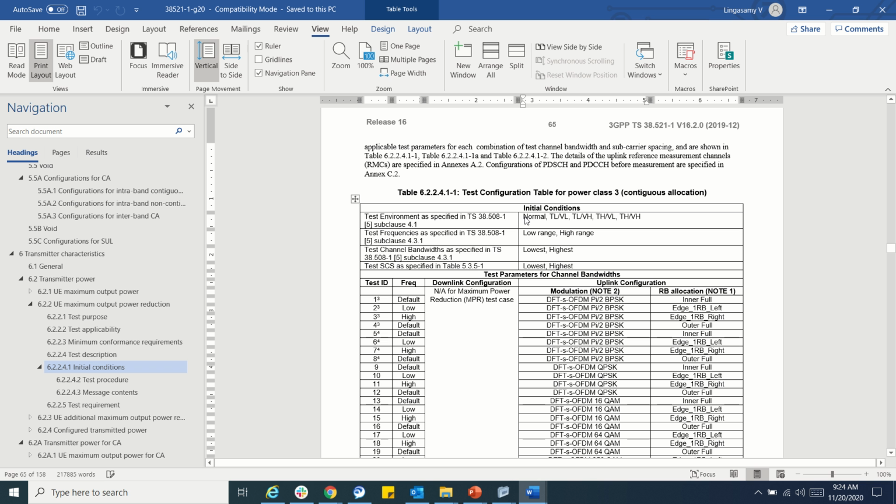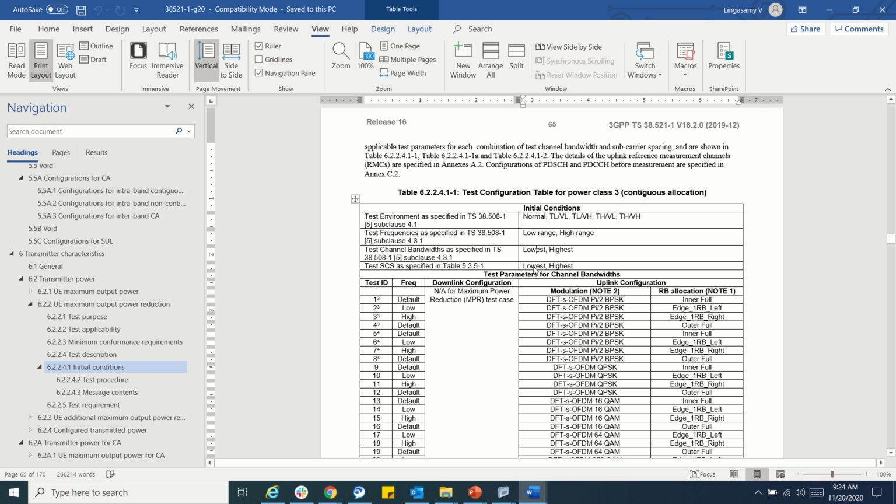So you can see here the test frequencies, what should be there, low and high range. And what bandwidth, the lowest bandwidth and the highest bandwidth. For example, in CV2X the lowest bandwidth is 10 megahertz and the highest is 20 megahertz. But in 5G it will vary from 5 megahertz up to 400 megahertz. I think 250 megahertz is already in the pipeline, but 400 megahertz is yet to be implemented. I think that's what I know.